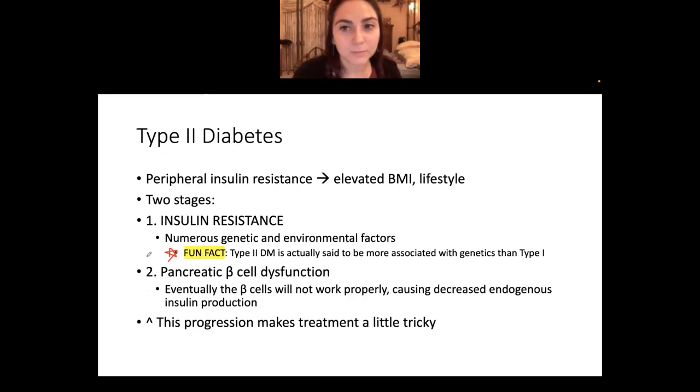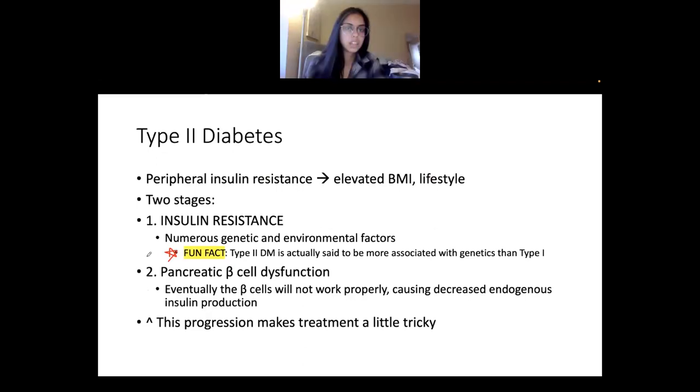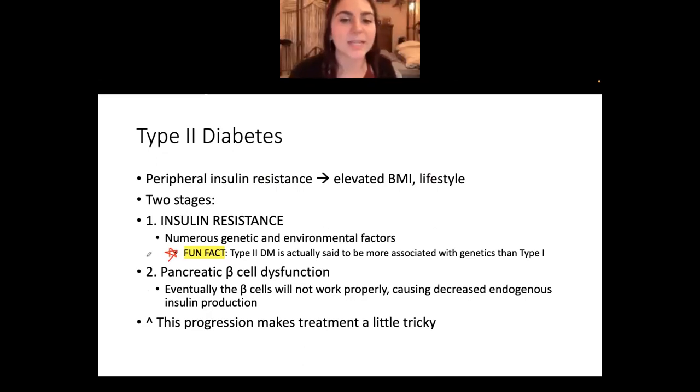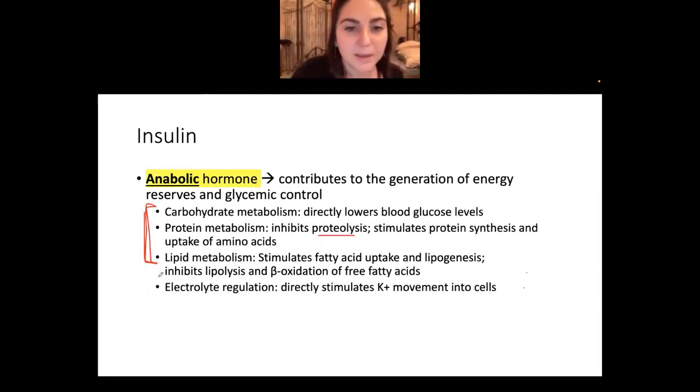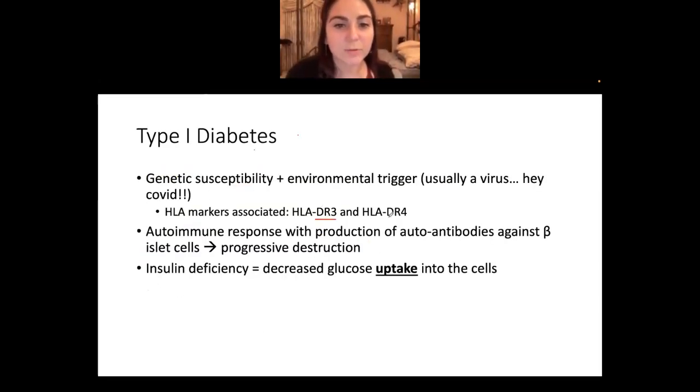Are there markers associated with it? No, no markers. The only reason they say it's genetic, when they say it's more associated with genetics, is that if your mom or dad had type 2 diabetes, you're at a higher chance of having type 2 diabetes, versus if you have HLA-DR3 or DR4, you still have less of a chance of developing type 1 than you do of developing type 2 if your parent has type 2. Does that make sense?